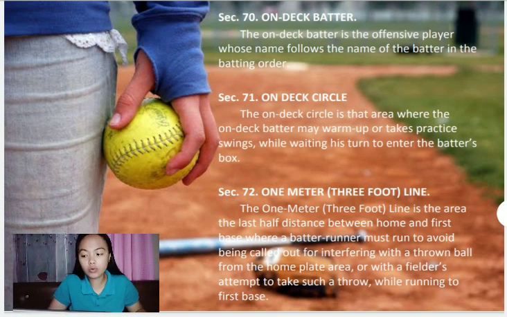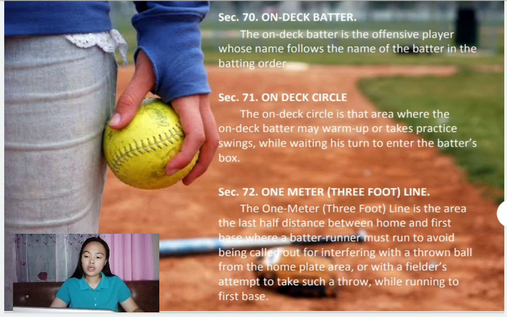Next is section 72, 1 meter or 3 foot line. Ang 1 meter, 3 foot line is an area in the last half distance between home and first base, where the batter runner must run to avoid being called out for interfering with a thrown ball from the home plate area or with a fielder's attempt to take such a throw while running to first base.